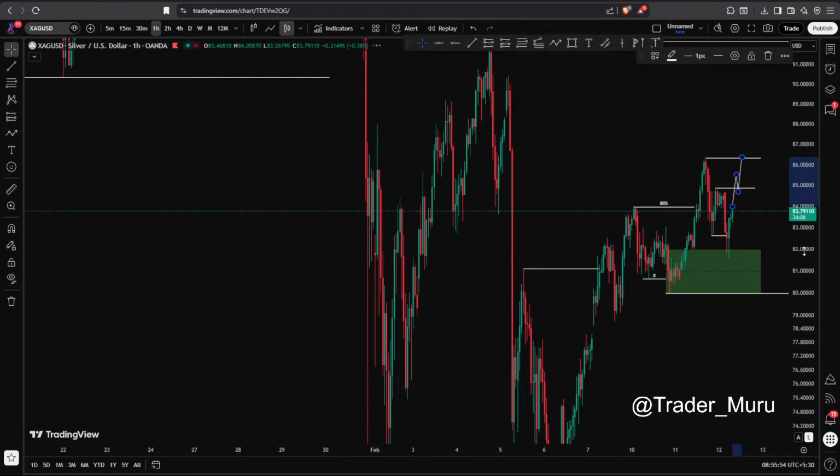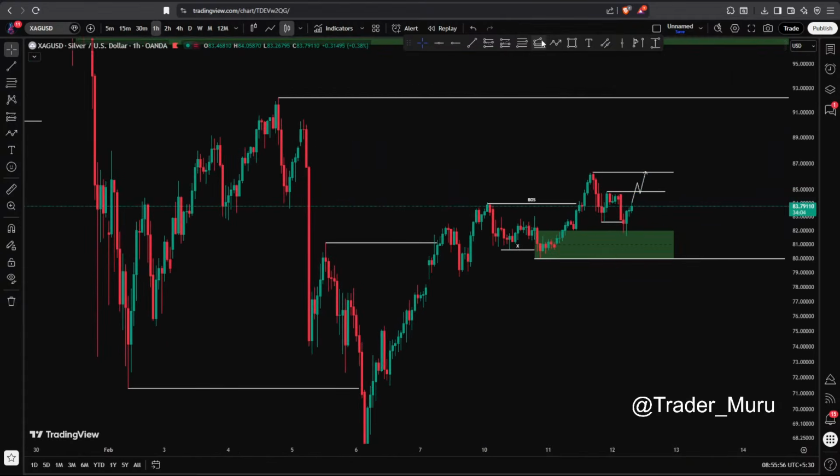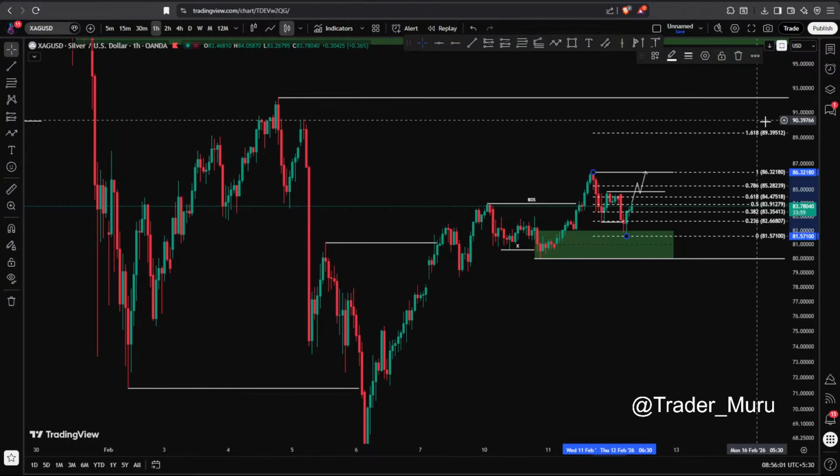And second target will be 1.618 area of full retracement, 89.